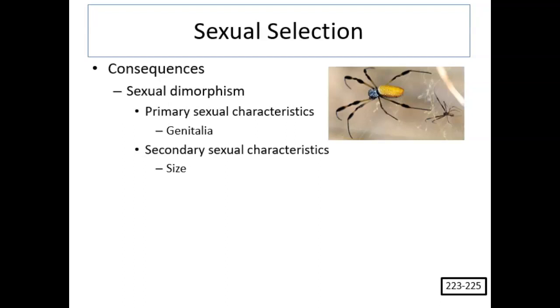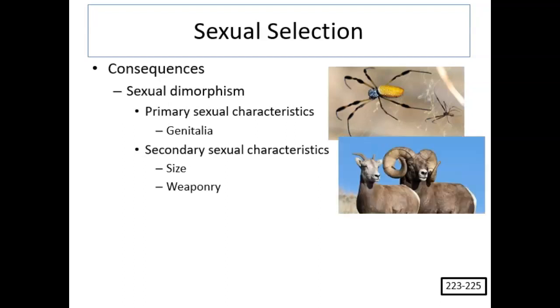And so the selection here is for larger size in order to maximize reproductive fitness. We also often see secondary sexual characteristics in the form of weaponry. So these bighorn sheep, for example, we have a good example of the female on the left and the male on the right there. And the males are competing with each other in order to gain access to females. And so the males have evolved larger horns for these intrasexual contests where they're fighting with each other over access to the females.